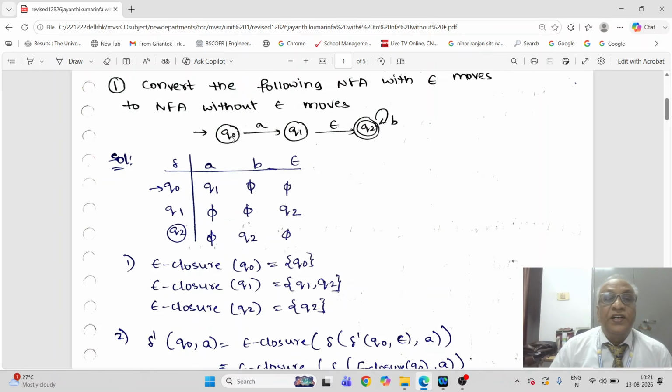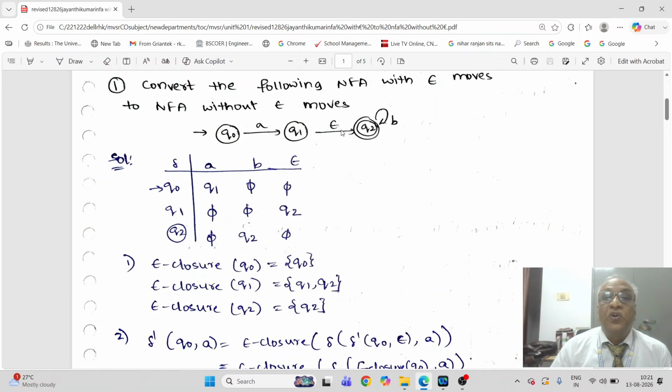Q0 is the start state and Q2 is the acceptance or final state, and this is the transition table for the same. Say for example Q0, if the input is A, goes to Q1. Similarly Q2, if the input is B, it goes to Q2. Like that we have prepared the transition table. Now first we need to find out the epsilon closures of all these states whenever we want the conversion of NFA with epsilon to NFA without epsilon.